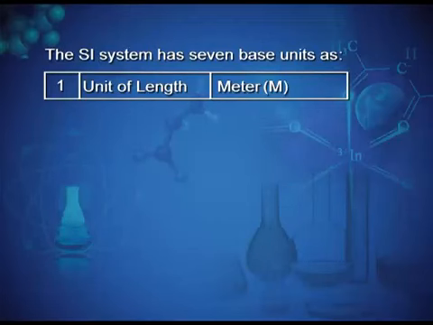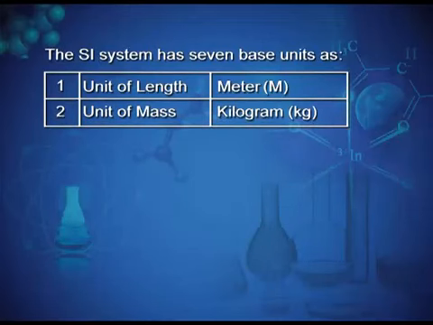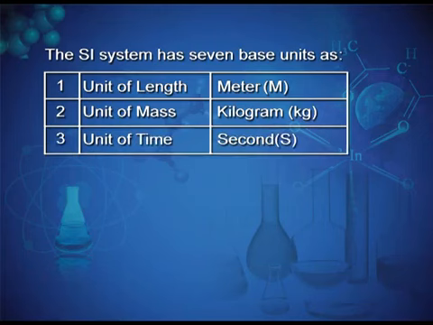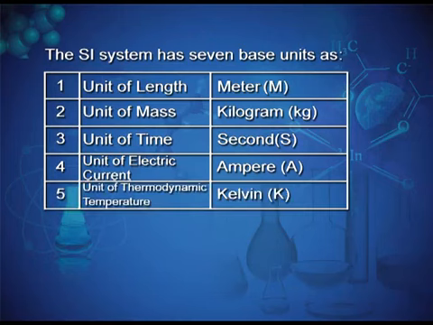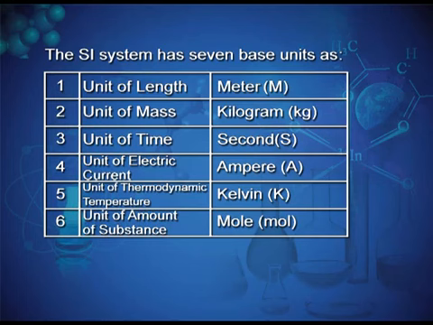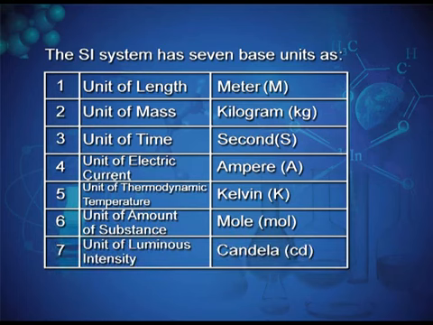The SI system has 7 base units: the unit of length is meter, the unit of mass is kilogram, that's kg, the unit of time is second, the unit of electric current is ampere, the unit of thermodynamic temperature is Kelvin, the unit of amount of substance is mole, and the unit of luminous intensity is candela.